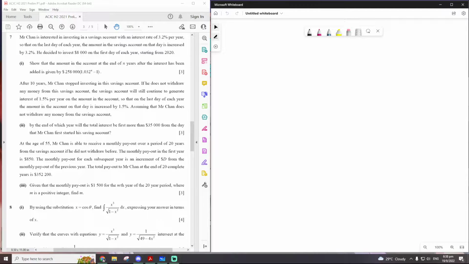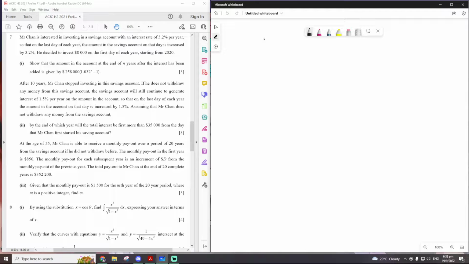Alright, welcome back. We're going to be continuing with the ACJC H2 Math paper from 2021. Yesterday I did questions 1 through 6, so today we're going to do questions 7 through 11. So question 7 seems to be an APGP application question. Let's have a look at the context.